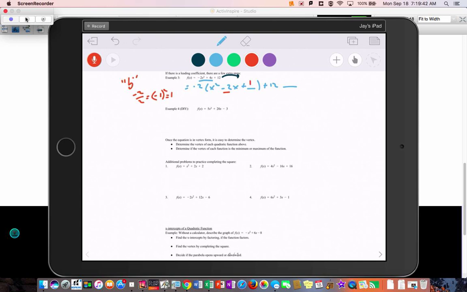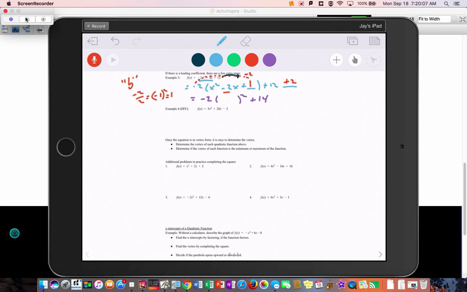This time when I add 1, I would normally subtract 1, but notice what's happening. Because we had to factor that 2 out at the beginning, I actually have changed my problem by negative 2. So I will add 2. So now it looks like a negative 2 in front, something squared, plus 14.